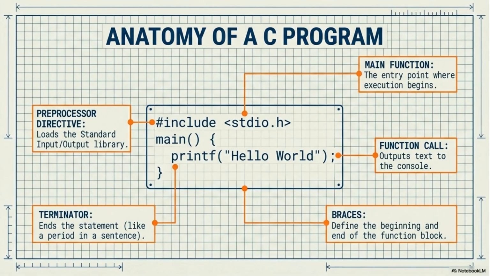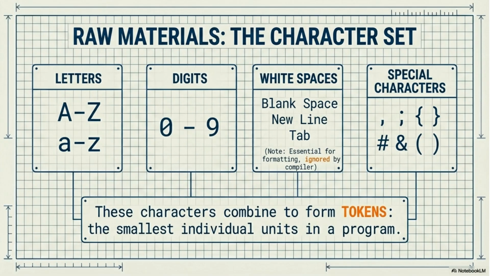The anatomy of a C program includes the preprocessor directive, such as #include <stdio.h>, the main function where execution begins, a function call like printf, braces to define blocks, and a terminator, the semicolon, to end a statement. The raw materials for C programming, the character set, include letters, digits, white spaces, and special characters.